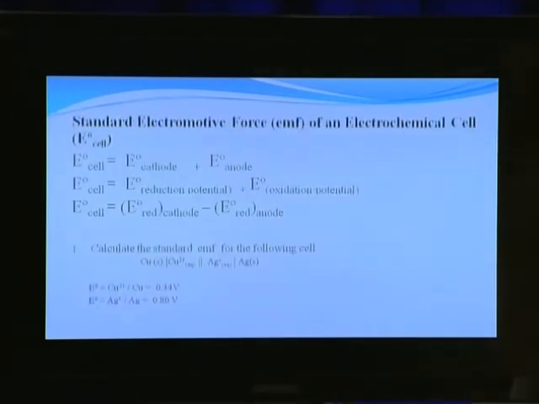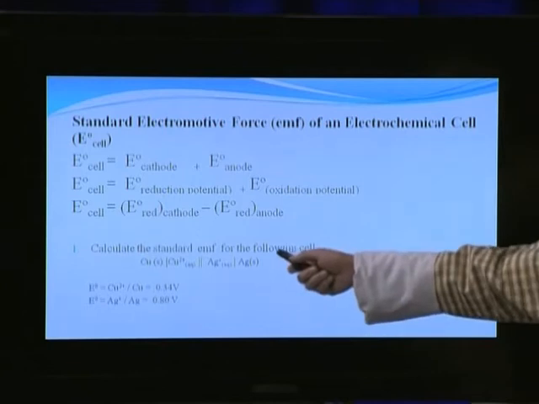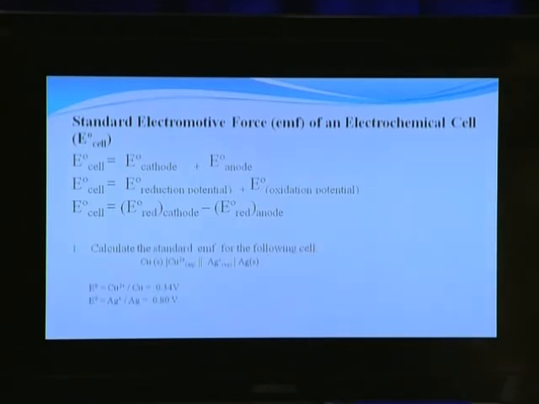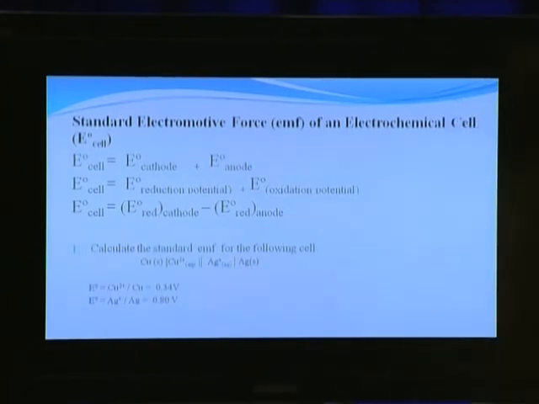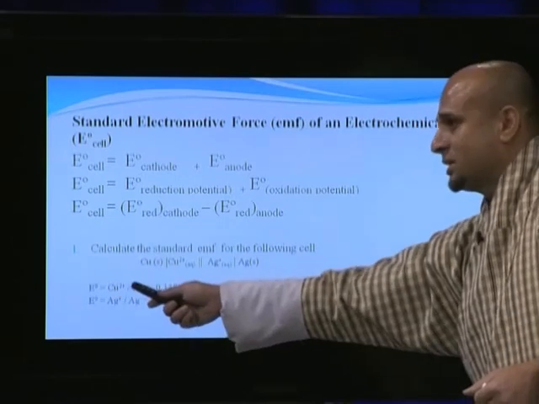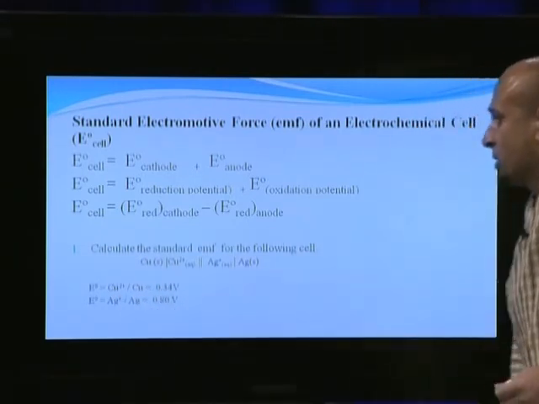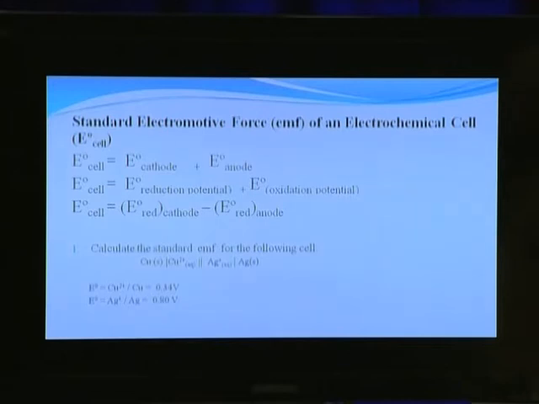Okay, let's look at this question. Calculate the standard EMF of the following cell. E naught here stands for standard. We have copper, which got oxidized into copper ion, and silver ion, which got reduced to silver metal. The standard reduction potential of each electrode is given, for both copper and silver. Now, let's solve this question using the board.